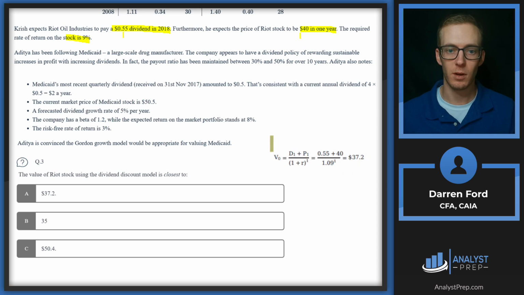So the value of the stock using the dividend discount model is going to be D1, so dividend next year, which would be our expected dividend next year in 2018. And then we're going to add the price that we're expecting, which is the terminal value. So that'll be $40, and then we're discounting that back just by 1 year since that's our time horizon. So the R will be our 9%. And we plug those numbers in, we get 37.2, answer A.